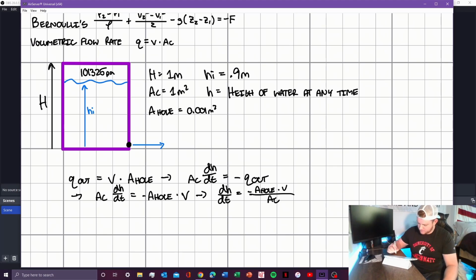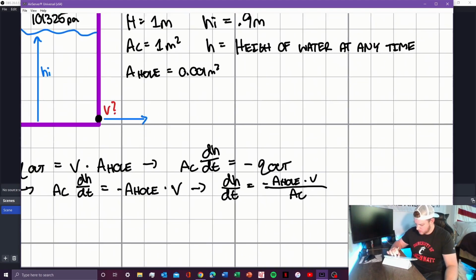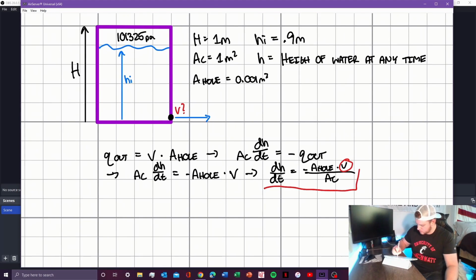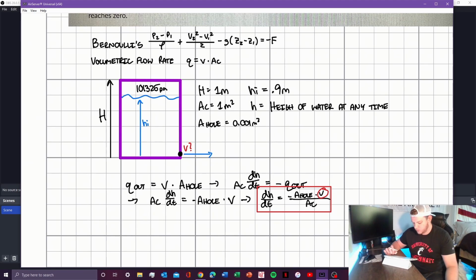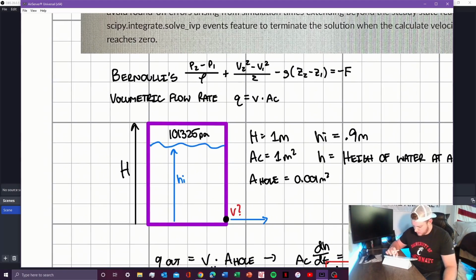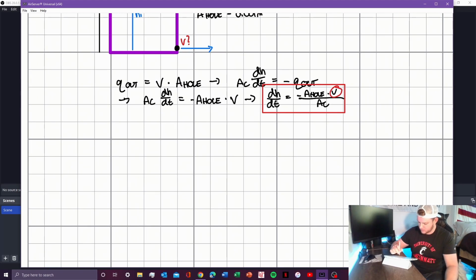Now, our givens for the equation, we know the area of the hole and the cross-sectional area, but we do not know the velocity of the liquid leaving the tank. So we need to solve for this now. We have our equation. We just need to solve for the velocity of the liquid leaving the tank. And we can do that using Bernoulli's equation, which I've already written down. We know from Bernoulli's equation the givens that we can plug into here. Let me rewrite it so it's easier.